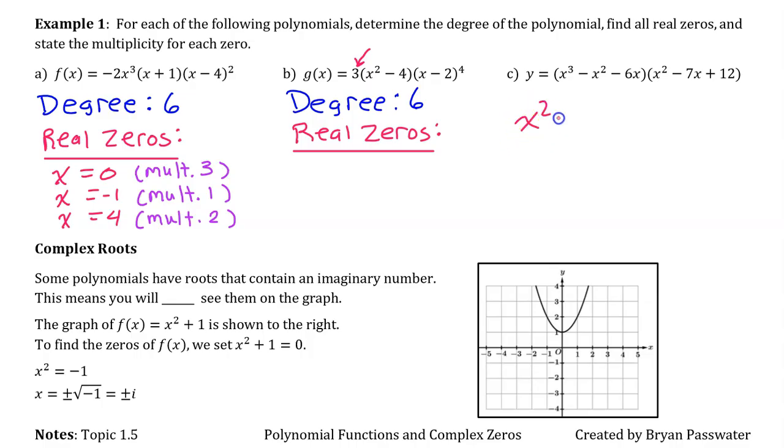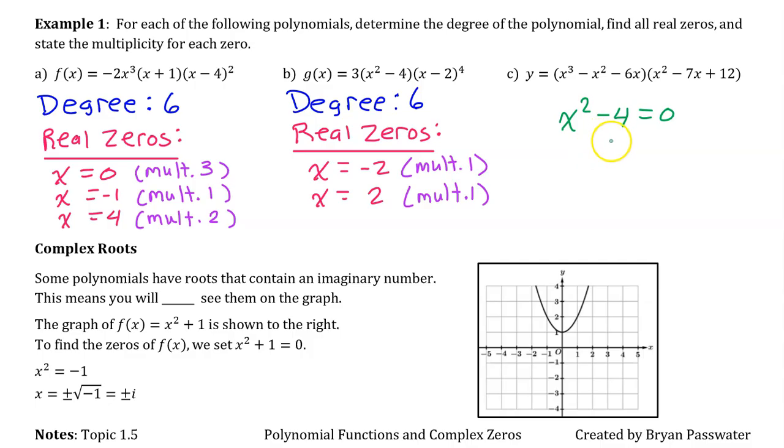If I were to set x squared minus 4 equal to 0 and solve, you could probably do this in your head, but we could solve this in two ways. This is a good review. We could either factor this, and this is the difference of two squares, so it factors as x plus 2 times x minus 2. That gives us two real zeros. X equals -2 from the first factor, and x equals +2 from the second factor. Each of these will have multiplicity of 1.